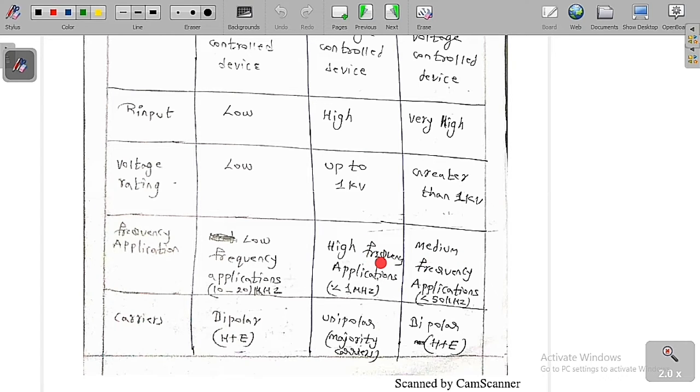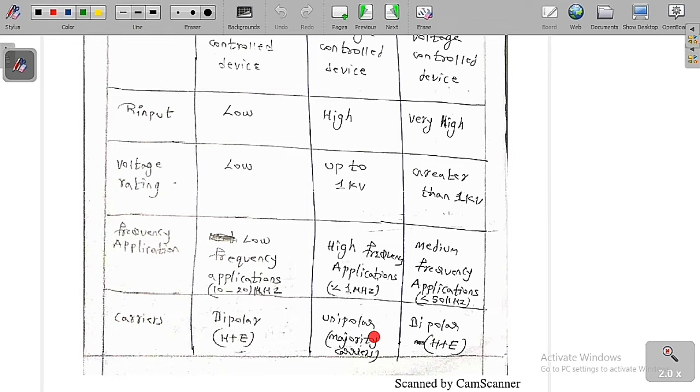So for BJT, the low frequency applications are like 10 to 20 kilohertz, whereas MOSFET is for high frequency applications, less than 1 megahertz, and the IGBT is for medium frequency applications, less than 50 kilohertz. And the carriers in the BJT: the name itself indicates it is a bipolar junction transistor, meaning holes and electrons are responsible for the current flow in the BJT, whereas the MOSFET is a unipolar device.